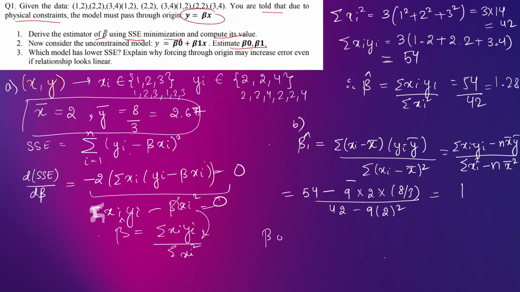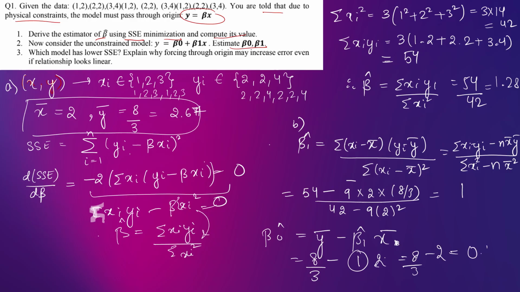Then you'll calculate your beta naught. You get it as y mean minus beta 1 x bar. Now y bar is 8 by 3, beta 1 is 1, and x bar is 2. So 8 by 3 minus 2 is 0.667.